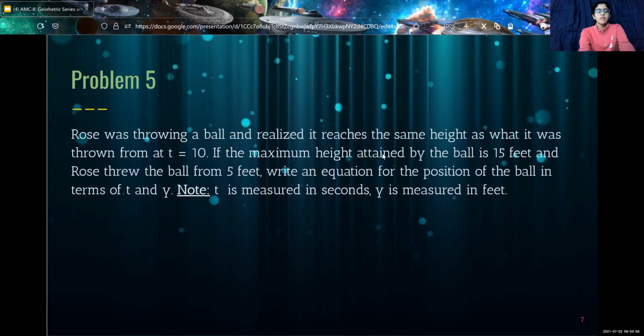Okay. So problem number 5. Rose was throwing a ball and she realized that it reaches the same height as what it was thrown at t equals 10. If the maximum height attained by the ball is 15 feet and Rose threw the ball from 5 feet, write an equation for the position of the ball in terms of t and y. Remember, t is measured in seconds and y is measured in feet.